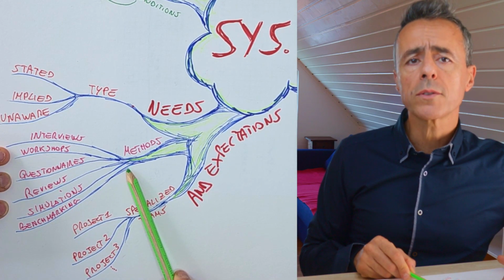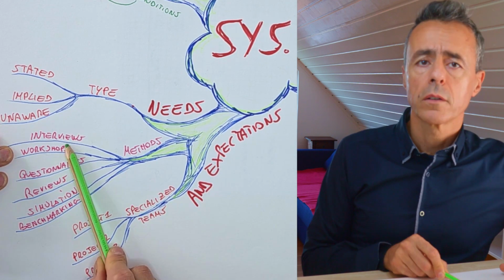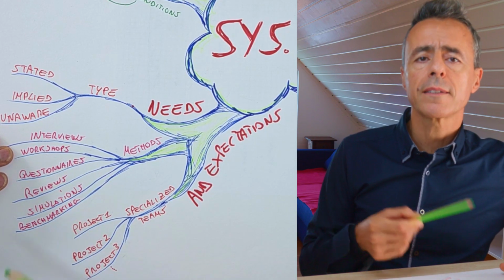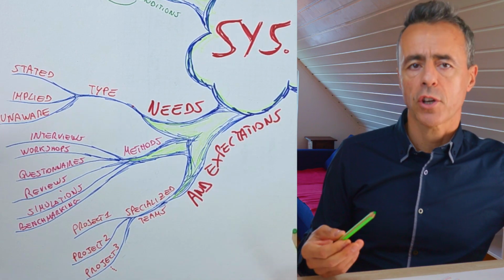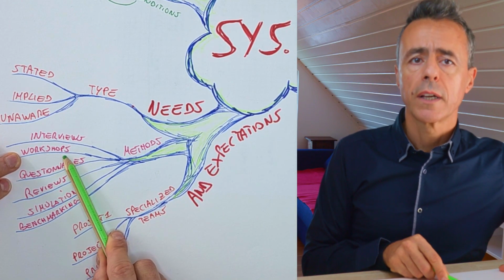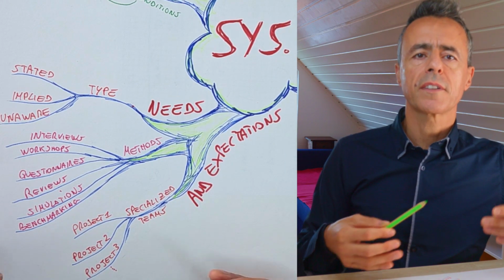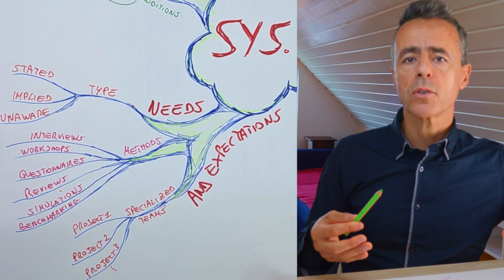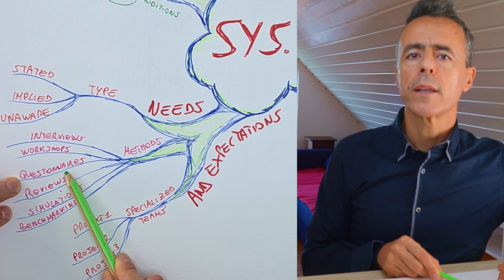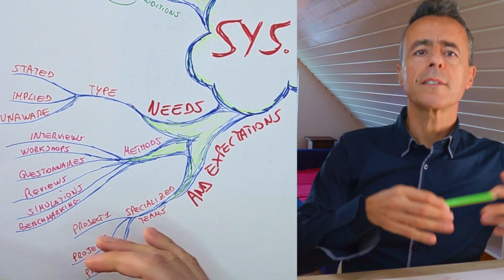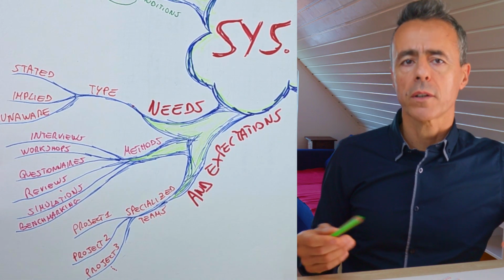Now let's go to the methods that can be used to collect stakeholders' needs and expectations. First method is interviews. This is ideal when dealing with customers, regulatory experts, or domain specialists. Then we have workshops. These are structured sessions where multiple stakeholders participate to discuss requirements, align expectations, and resolve conflicts.